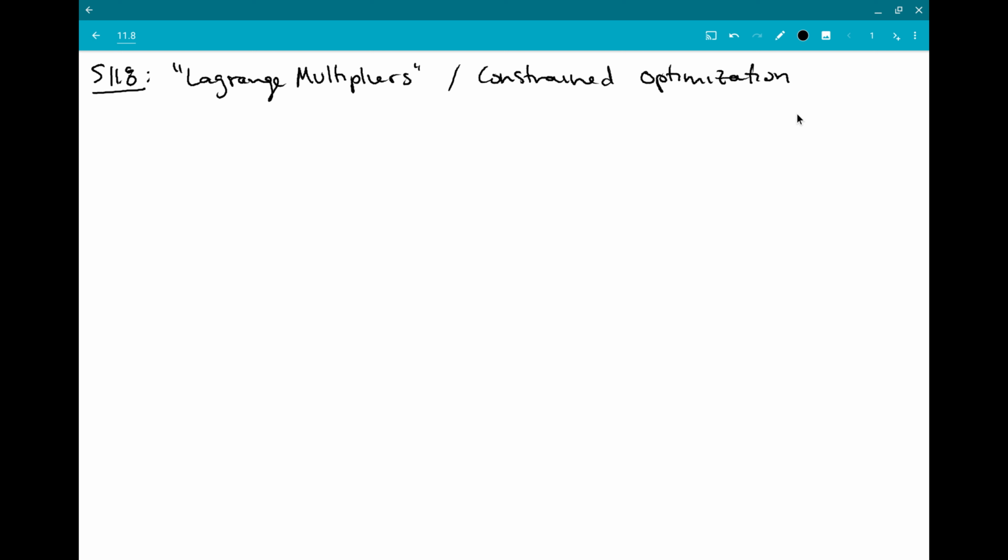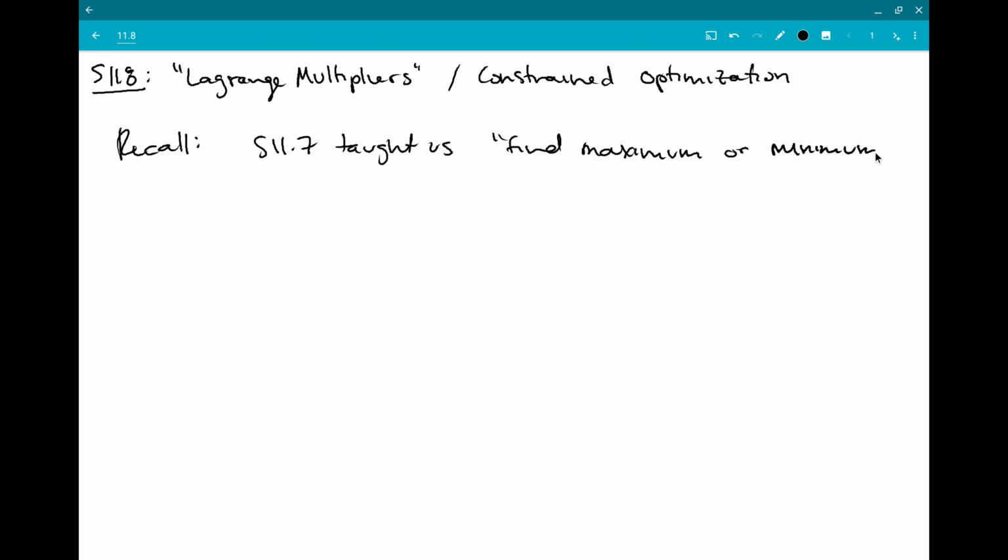And so I want to make sure that we have a good understanding of what we're doing in this section before we dive into all the steps to solve each of these types of problems, because the problems themselves will get very long and it's easy to lose track of what we're trying to do. So just remember, section 11.7 taught us how to find maximum or minimum, or something neat that's neither of those things.